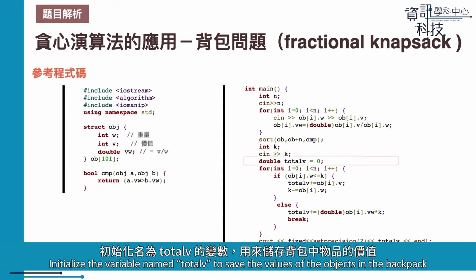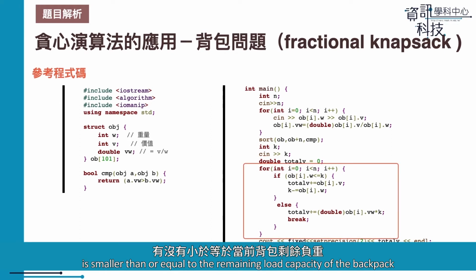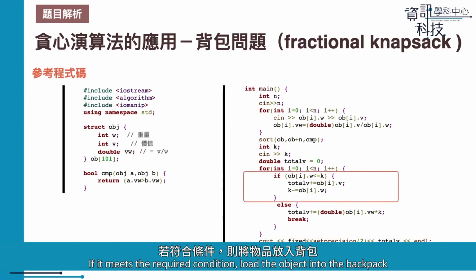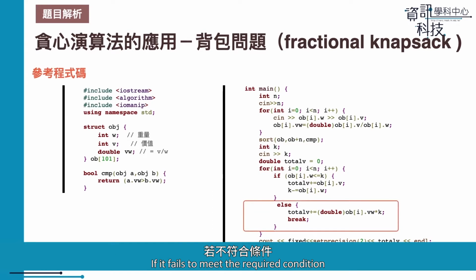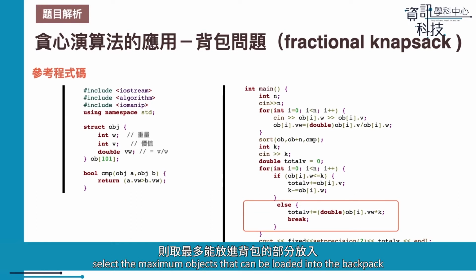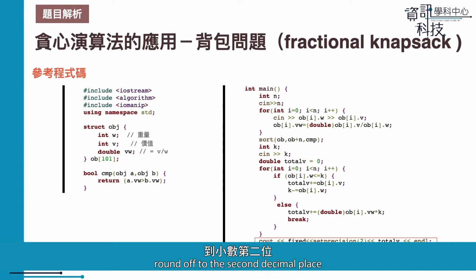Initialize the variable named total v to save the values of the objects in the backpack. In this for loop, you may check if the weight of the object is smaller than or equal to the remaining load capacity of the backpack. If it meets the required condition, load the object into the backpack and then deduct the weight of the object from the load capacity of the backpack. If it fails to meet the required condition, select the maximum objects that can be loaded into the backpack. Finally, output the total value of the load in the backpack, rounded off to the second decimal place.